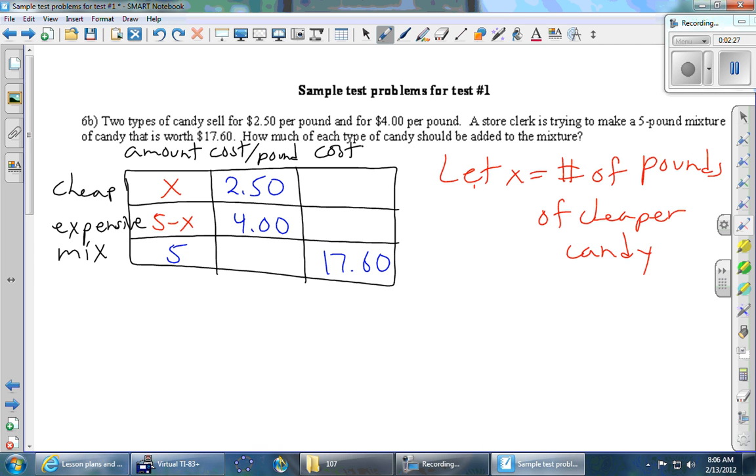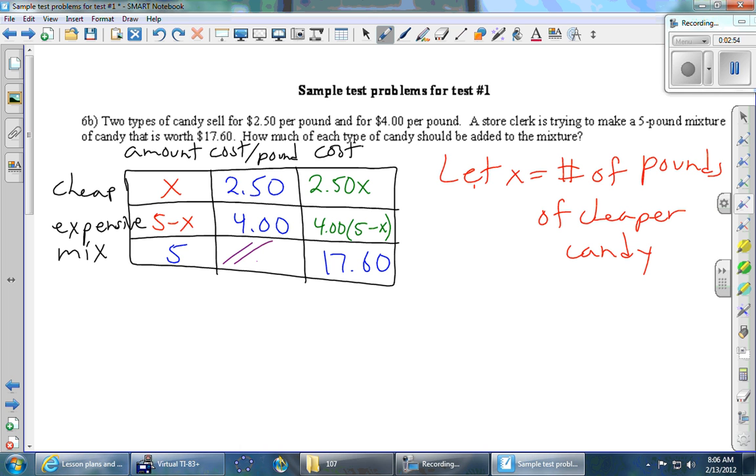And now we're ready to fill in the final column. If you have the amount of candy and multiply it by cost per pound, that should give you the total cost. So $2.50 times x is the cost of the cheaper candy total. $4 times 5 minus x is the cost of the expensive candy. And I think if we just add those two green things and set it equal to $17.60, we'll be done.